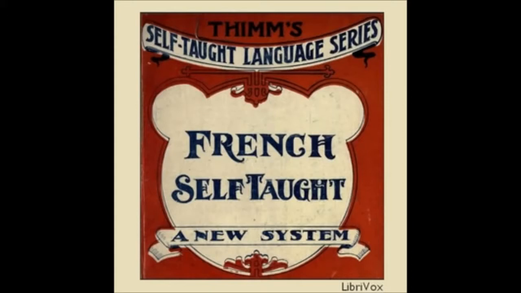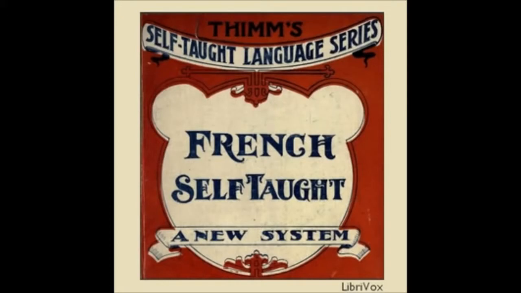Conditional, present, I should give. Je donnerais, tu donnerais, il donnerait, nous donnerions, vous donneriez, il donnerait. Past, I should have given. J'aurais donné, tu aurais donné, il aurait donné, nous aurions donné, vous auriez donné, ils auraient donné.